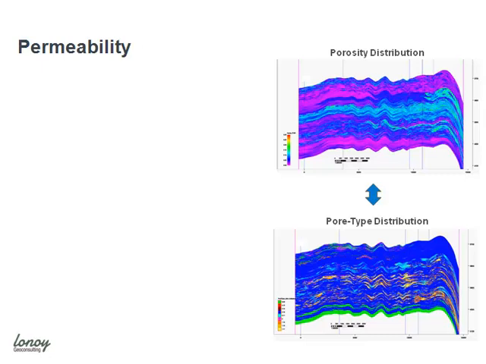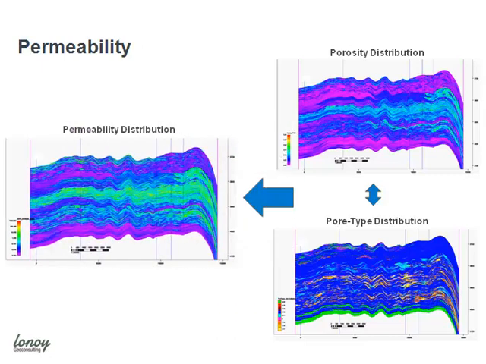By integrating the porosity distribution with the pore type distribution and applying the porosity permeability transforms, we can predict the permeability distribution across the field.